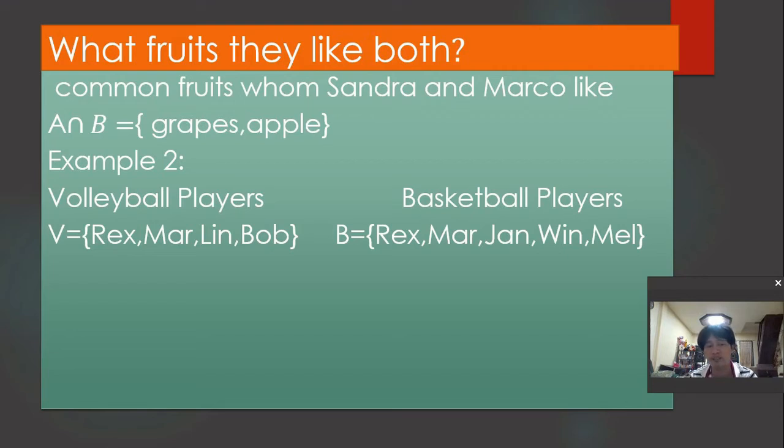Like in set V, there's Rex. Is there any Rex in set B for basketball? Yes, there is. How about Mar? Is there any Mar in basketball? There is also. So Rex and Mar. And who are the players listed in both sports? How many players are there? We have only two. We have Rex and Mar.